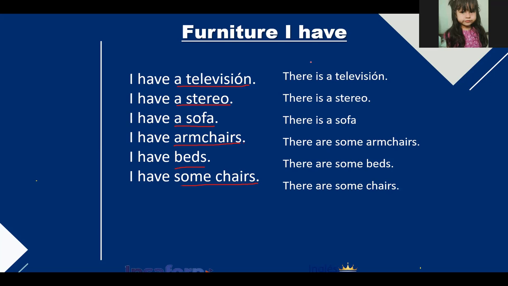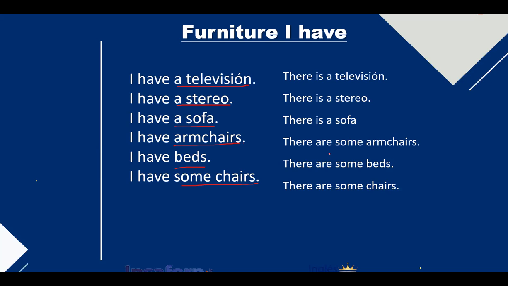Leo las oraciones. Yes, and there is and there are these. Okay. There is a television, there is a stereo, there is a sofa, there are some chairs, there are some beds, there are some chairs. Excellent job, thank you. Thank you, very good pronunciation. Yes, this word armchairs, armchairs, armchairs.